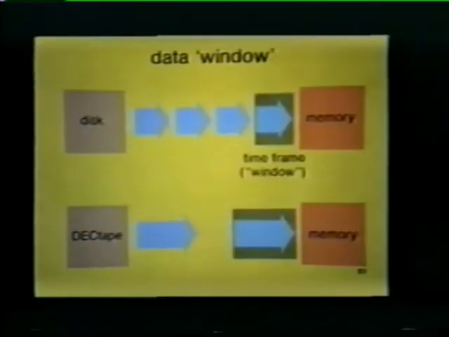When a fast device, in this case a disk, performs a transfer, the data is available for a relatively short period of time. The device receiving the data, in this case memory, must strobe in the data within this time frame or window. If it doesn't, then the data will be lost. With a slower device, such as a DEC tape, we have more time to strobe in the data. Therefore, faster devices should have a higher priority to make sure they can obtain the bus in time to transfer the available data.